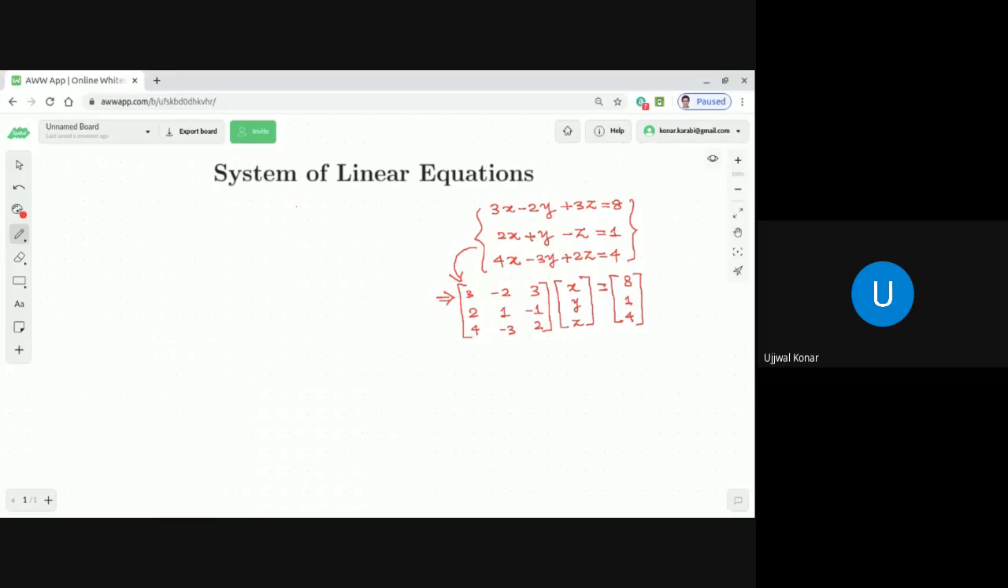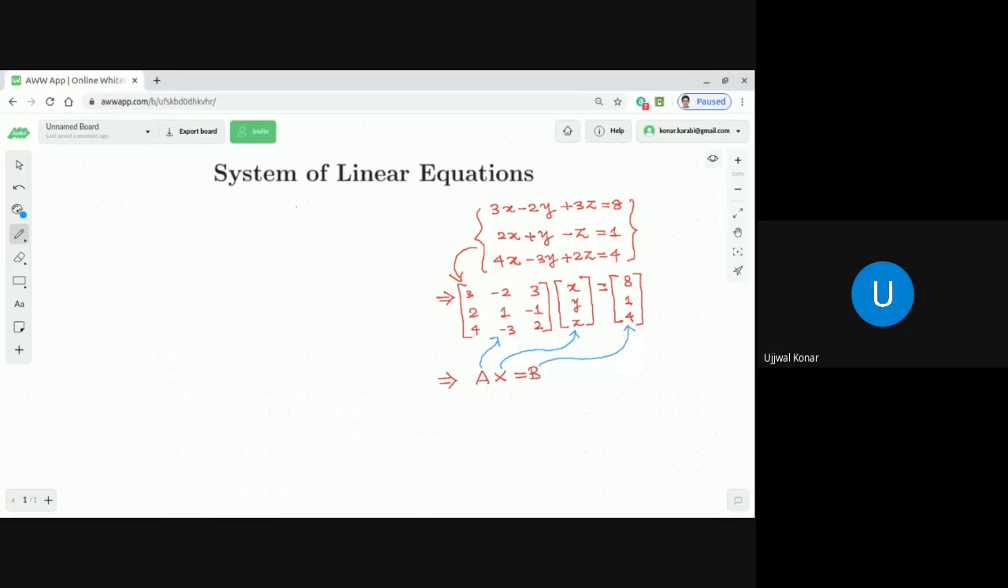Now, this matrix equation can be symbolically represented something like this. This implies A into X is equal to B, where the matrix A is denoted by this 3 by 3 matrix, matrix X is denoted by this column matrix x, y, z, and the matrix B is denoted by this column matrix 8, 1, 4.